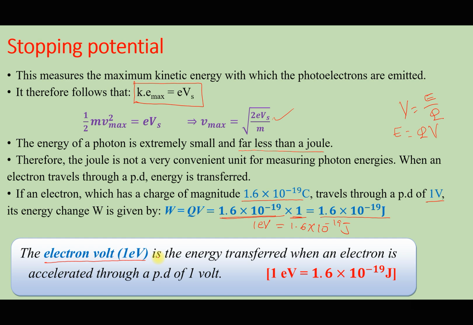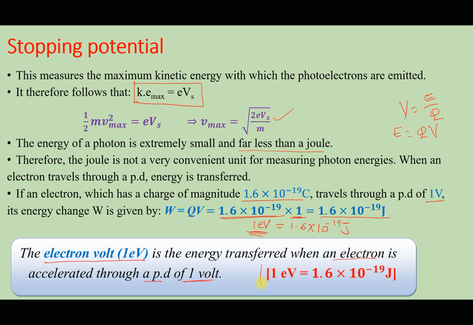For those who have already studied nuclear physics, you have seen the unit electron volts there. The electron volt is the energy transferred when an electron is accelerated through a potential difference of 1 volt. The electron volt is a unit for energy. It is the energy transferred when 1 electron is accelerated through a PD of 1 volt. 1 electron times 1 volt. That's what we call the electron volt.